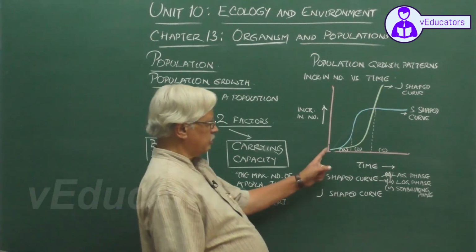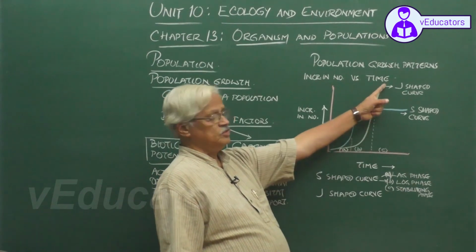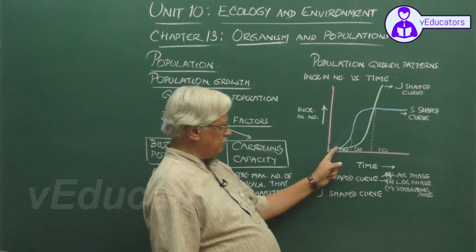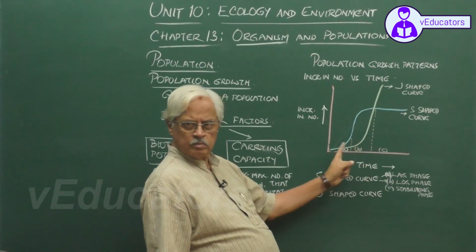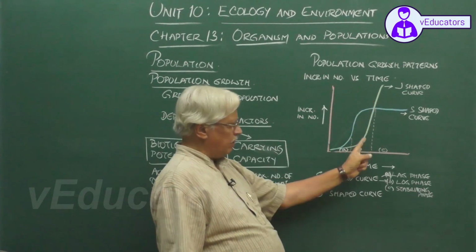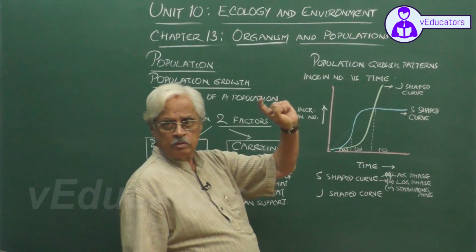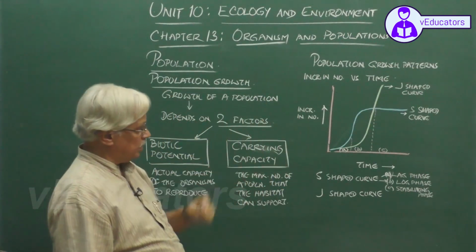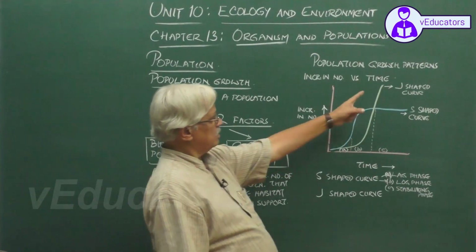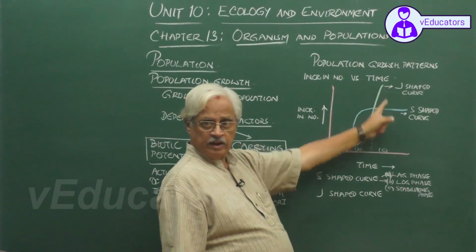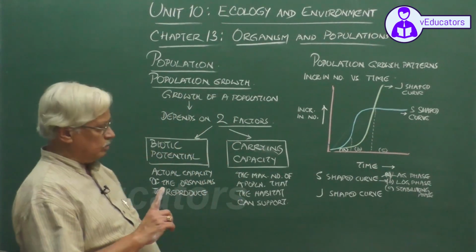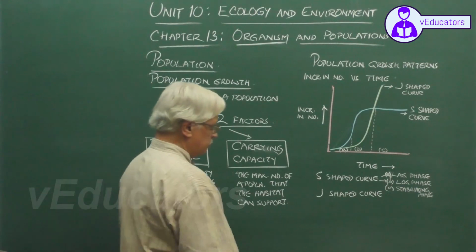Whereas in the J-shaped curve, you can see the lag phase is much more delayed, and the log phase is much more defined compared to the S-shaped curve, and suddenly there may be a decline. So these are the two characteristic growth patterns.